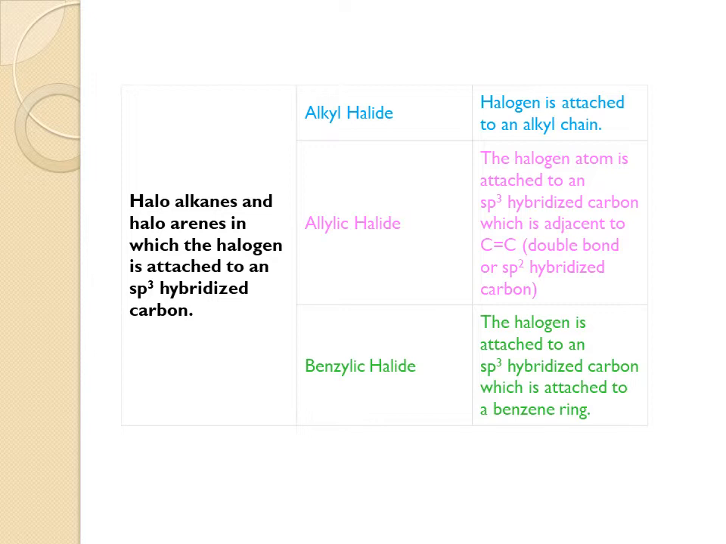In case of alkyl halides, halogen is attached to an alkyl chain, whereas in case of allylic halide, the halogen atom is attached to sp3 hybridized carbon, which is adjacent to carbon-carbon double bond, or we can say sp2 hybridized carbon. This is the point to be remembered for allylic halides, that halogen is attached to the sp3 hybridized carbon, which is adjacent to carbon-carbon double bond. Whereas in case of benzylic halide, the halogen is attached to an sp3 hybridized carbon, which is attached to a benzene ring.